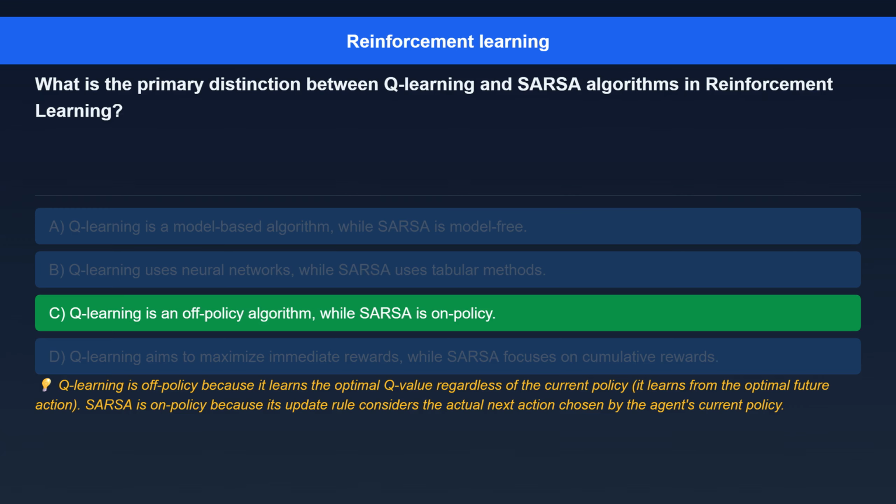The correct answer is Q-learning is an off-policy algorithm, while SARSA is on-policy. Here's the explanation. Q-learning is off-policy because it learns the optimal Q value regardless of the current policy. It learns from the optimal future action. SARSA is on-policy because its update rule considers the actual next action chosen by the agent's current policy.